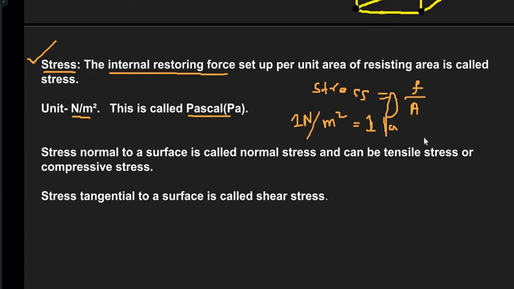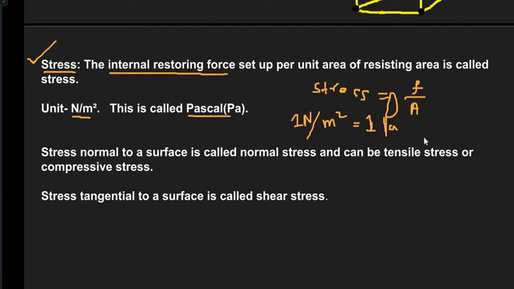Now let me tell you another very important thing. I think you can recall that pressure also has the same formula, right? Force upon unit area. And stress also has the same formula, force upon unit area. So what is the difference between stress and pressure? There has to be a difference, na, otherwise why would we introduce a new term, stress? There has to be a difference.